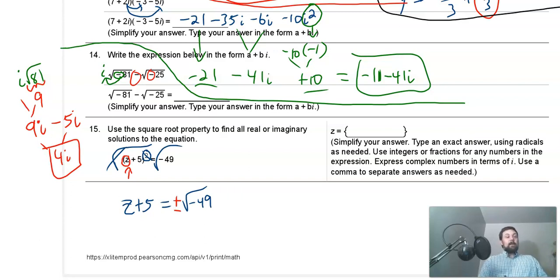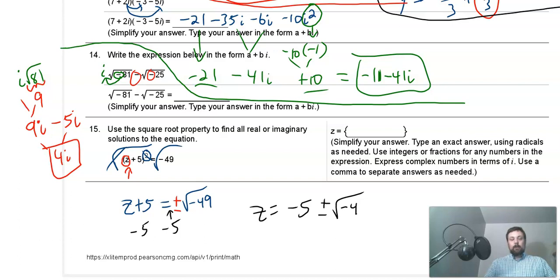Then to get z by itself, we subtract 5 from both sides. And we'll get z equals negative 5. So I'll go ahead and put the minus 5 in front of the plus or minus. That's just the standard location for that number, is to place it in front. Plus or minus the square root of negative 49, which, like I said, maybe I should have already simplified it. I'm sure many of you already have, but because it was just like this problem up here, right?